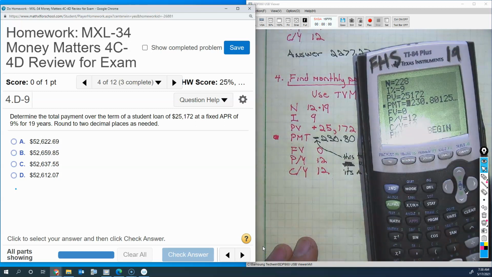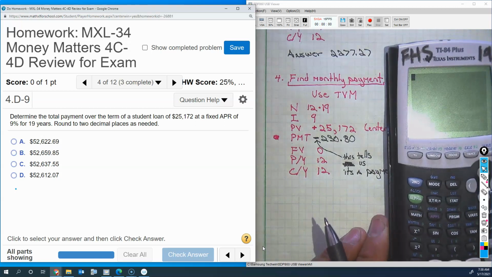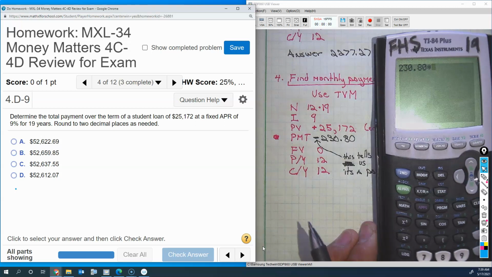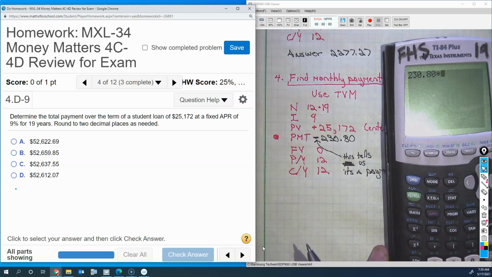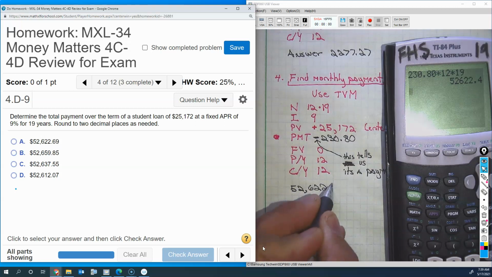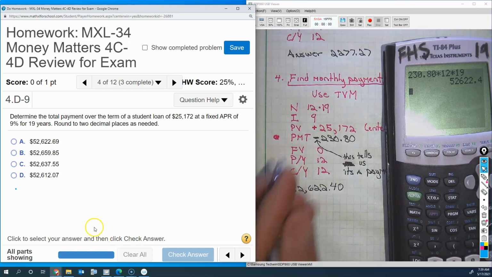Okay, now once you got that, then you just go second, quit, and we're going to type that in, 230.80 times 12 times 19. And 40 cents.